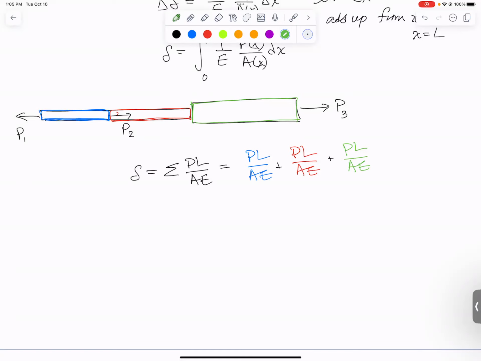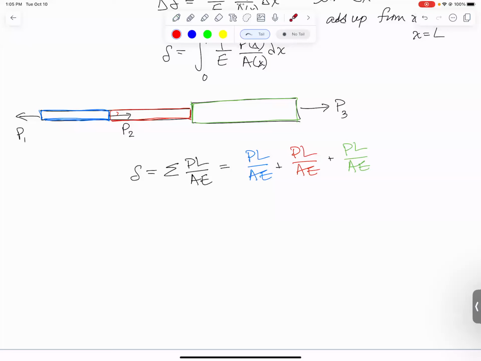We need to find the length of each section. That should be given in the problem. The area should also be given. We might have a diameter or a width and a height. The Young's modulus, we could have different materials here. So the idea being that we need to break this up into a section every time we change material, every time we change area, and every time we change internal load. The hardest part of this for students is typically figuring out what to use for P.